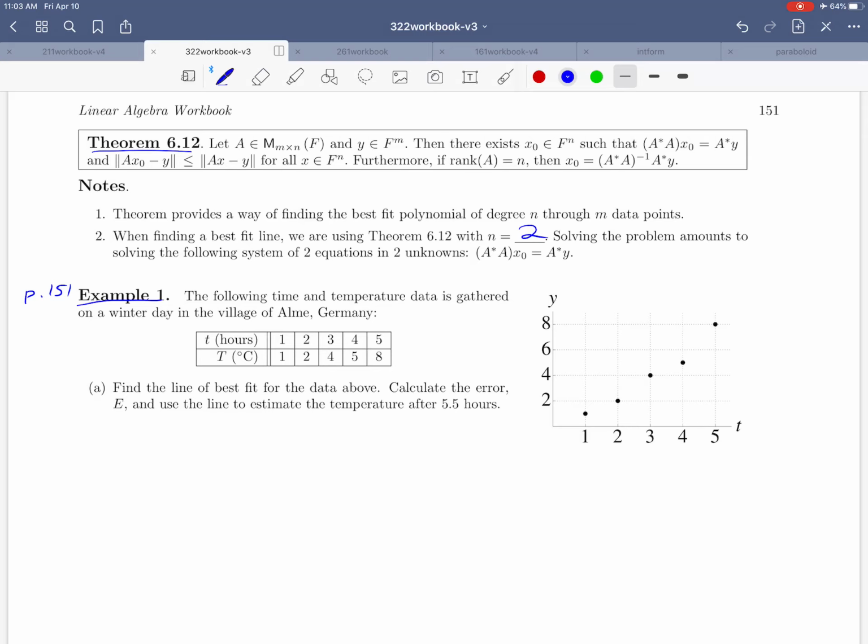Okay, so in this particular case, we are given some time and temperature data from Alma, Germany, the place where my wife grew up. Beautiful little town. You should visit it sometime.